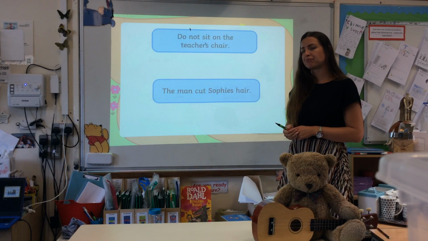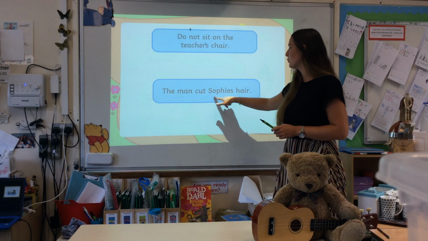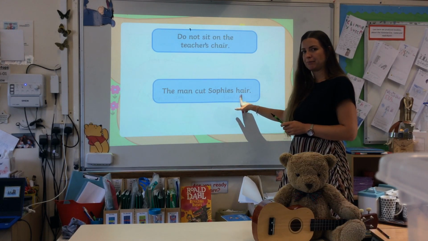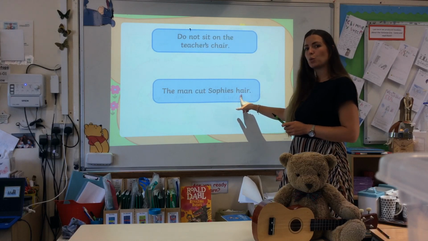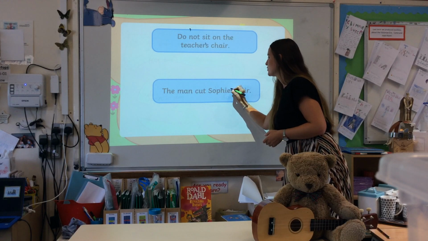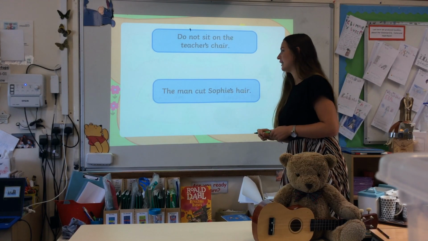the chair. And on the last sentence here, we've got, the man cut Sophie's hair. So what owns what? Sophie owns her hair. The apostrophe is going to need to go in there like that.